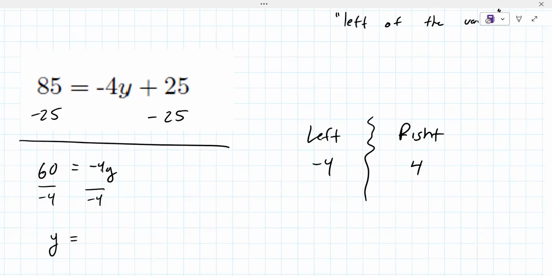Okay. What is 60 divided by negative 4? That's going to be divided by negative 4. 15. Negative 15. It is negative 15. All right, so let's go back and look at some problems with the negative x.